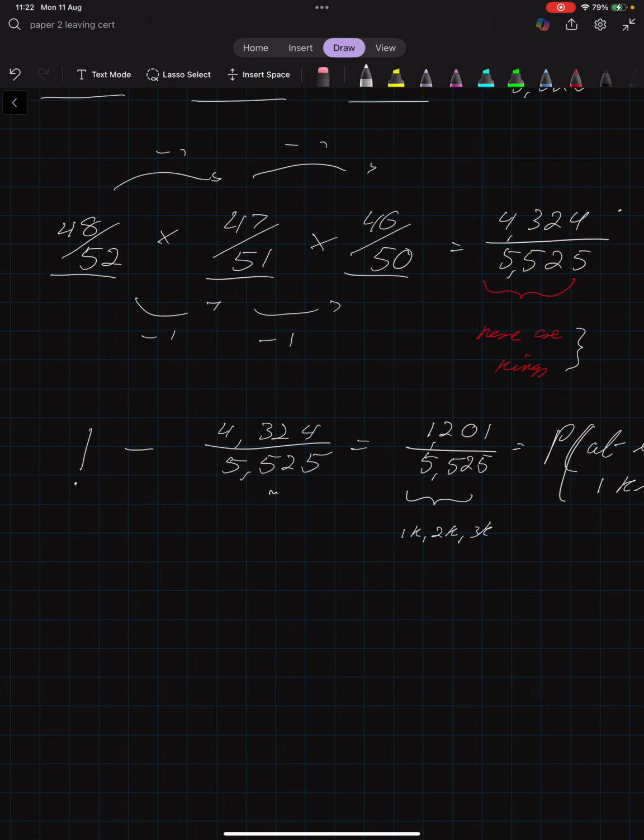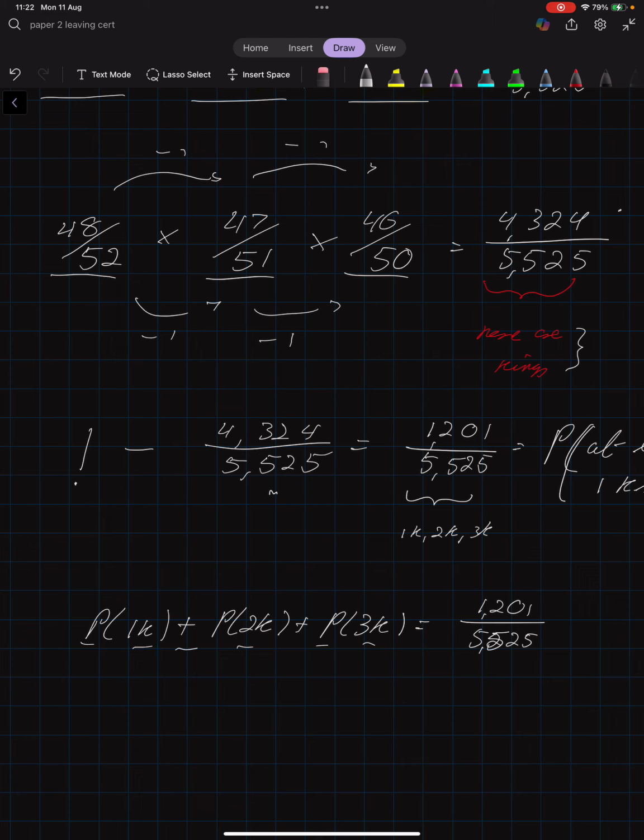Now you could have also found the probability that you get one king, added it to the probability of getting two kings, added the probability of getting three kings, and you would get the same answer. You would get 1,2,0,1,5,5,2,5. You would have gotten the same answer. It just takes a lot more work. So this would take an awful lot more work.